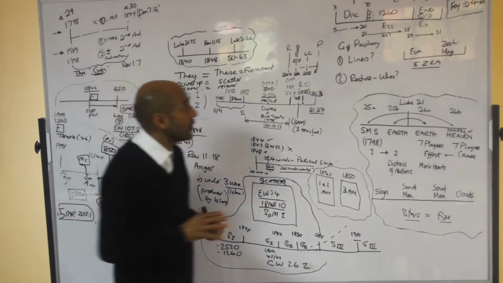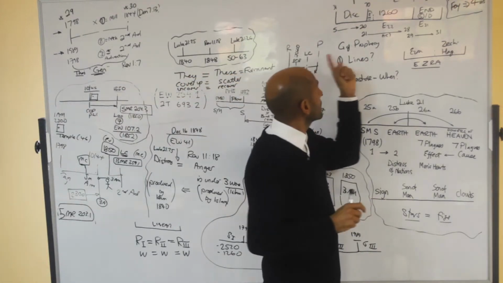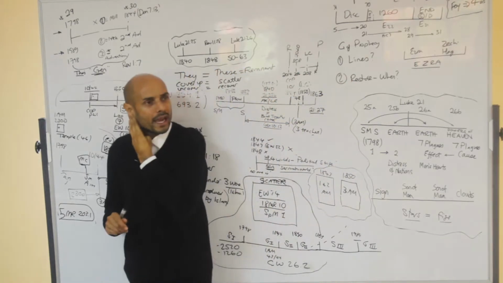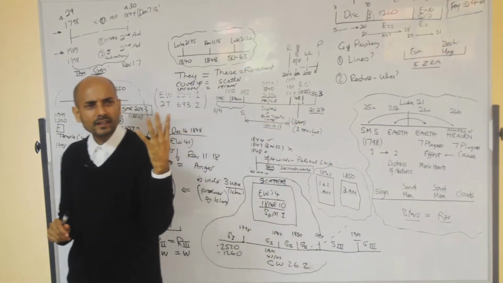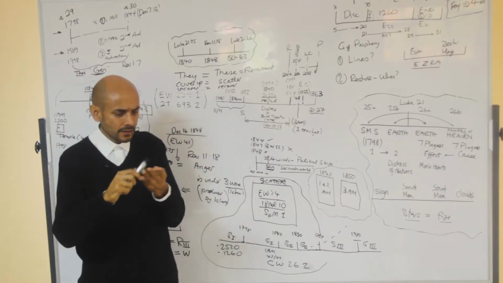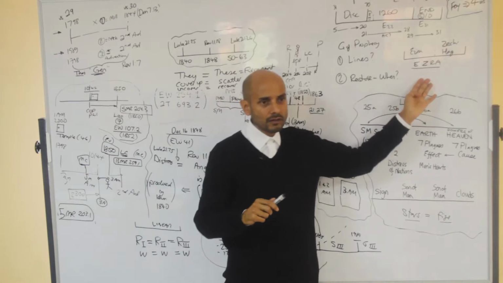Let's go back to where we were yesterday. The gift of prophecy in the lines. So we had how many lines? 4 lines, I think. We had Moses, Christ, the Millerites, and Ezra. We left the one, Ezra.